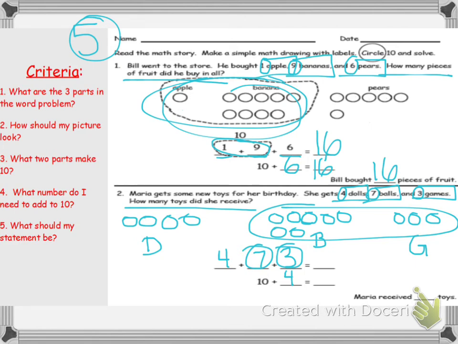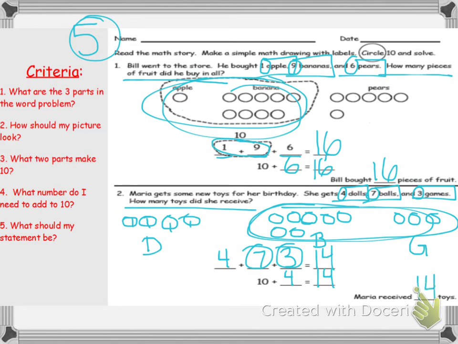So now let's add it. 10 plus 4. 10, 4 is 14. You can count if you need to. 10, 11, 12, 13, 14. 4 plus 7 plus 3 equals 14. So Maria received 14 toys.